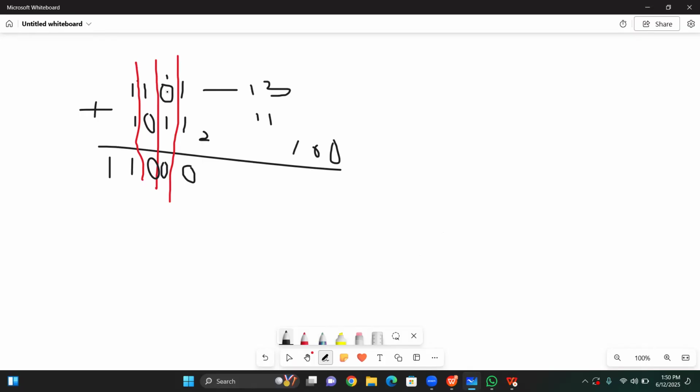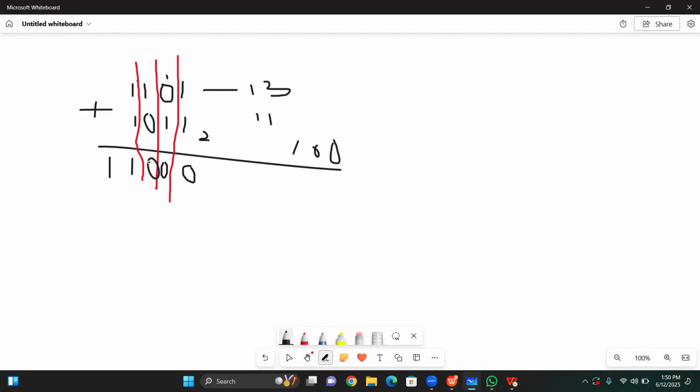1 plus 0 is 1. 1 plus 1 is 2. Then 2 divided by 2 will give us 1 remainder 0. So we'll write the remainder, take the quotient, which is 1. That 1 will add it to this one. 1 plus 1 will give us 2. 2 plus 0 will give us 2. We'll do 2 divided by 2 again, which will give us 1 remainder 0.